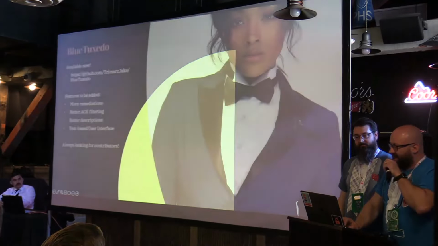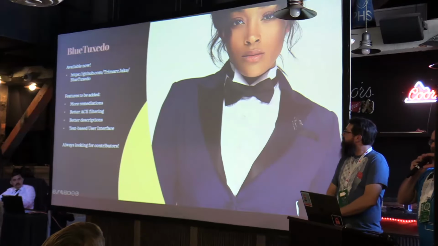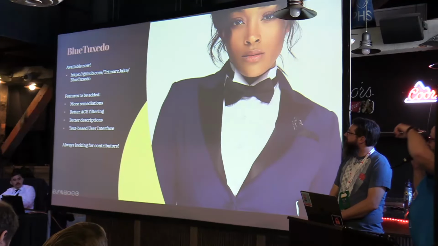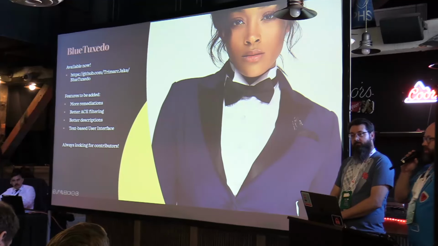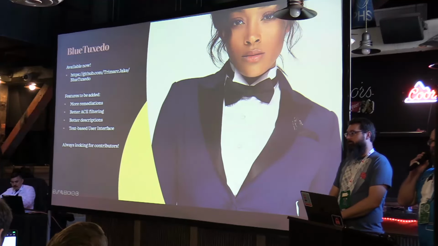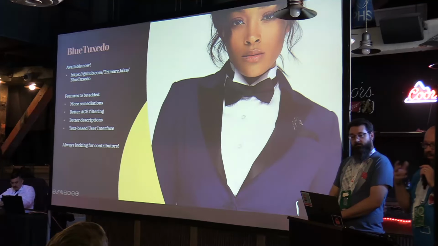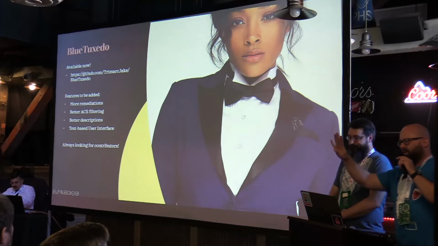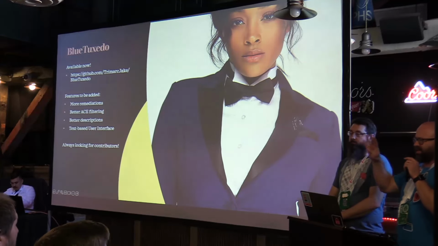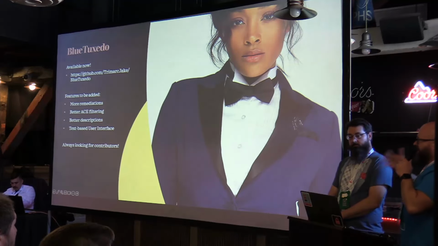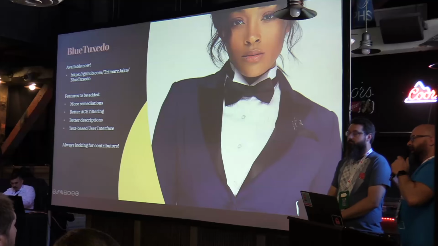So yeah, that is Blue Tuxedo. It is available today. I published it on GitHub last night, github.com/TrimarcJake/Blue Tuxedo, or the Trimarc GitHub repos at github.com/Trimarc. We still want to add more remediations. We have 4 of the 14 or so checks written. Shockingly, some of these are difficult to write.